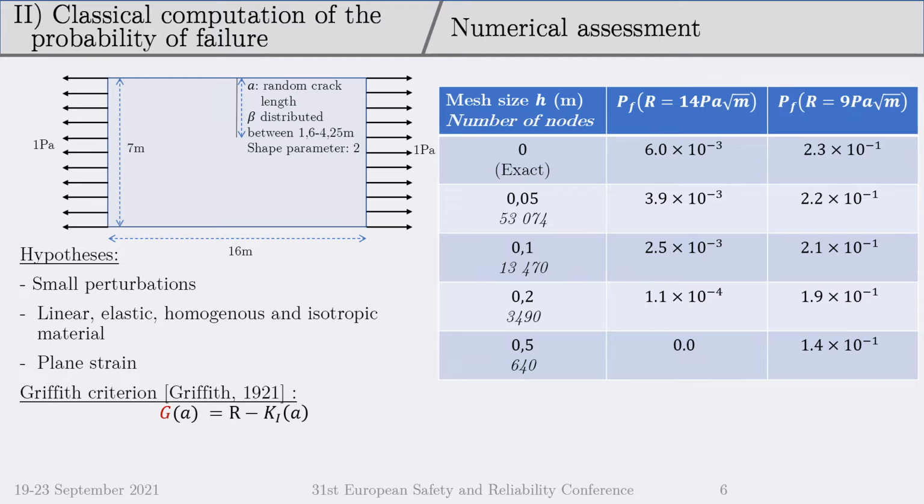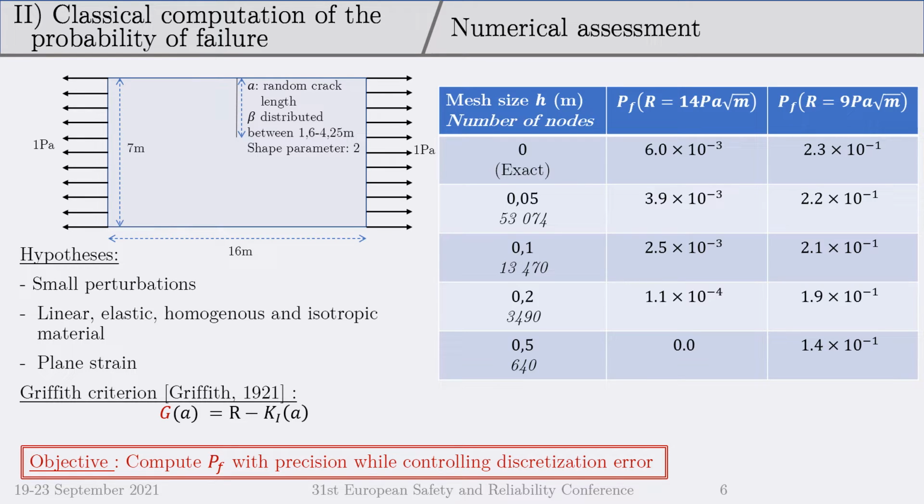So depending on the value of the resistance, you can see that, for example, for R equals 9, the probability of failure is fairly accurate with H equals 0.5 meter. What this proves is that depending on the resistance, the appropriate mesh size to compute the probability of failure is different. So you cannot know a priori if your mesh size is good enough to compute your probability of failure. So what we want to do here is to compute PF with precision while controlling the discretization error.